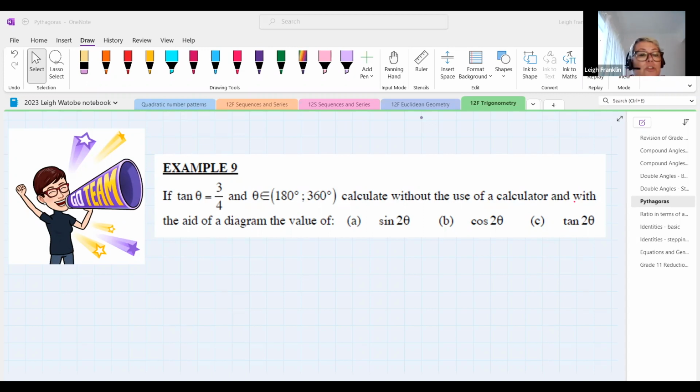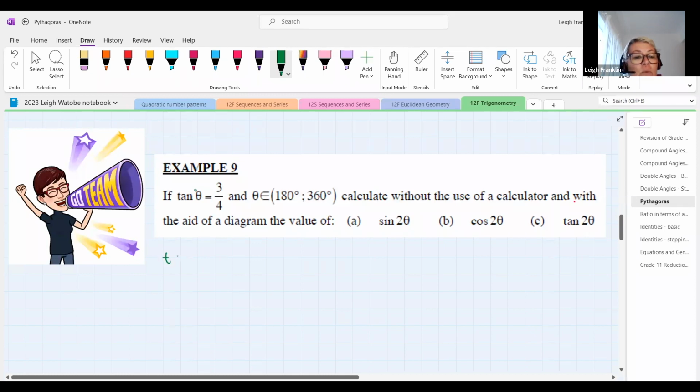All right, just to refresh our memories, when they say to us, if tan theta equals 3/4, how do we interpret that? What are they trying to say when they tell us that tan theta equals 3/4? What does that mean? Can anybody tell me?